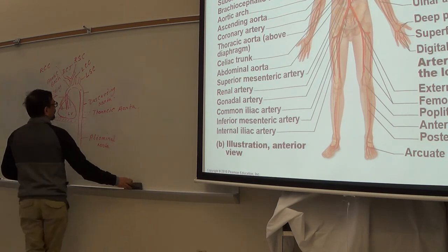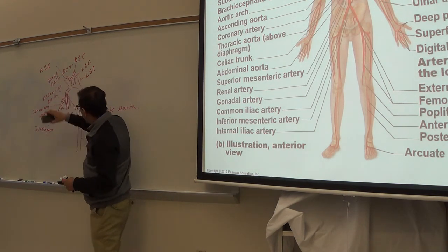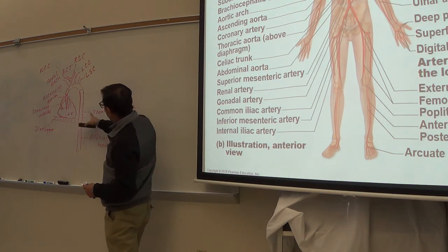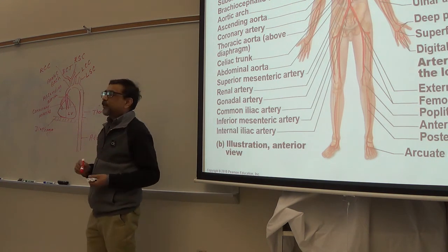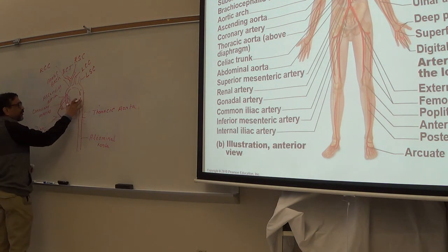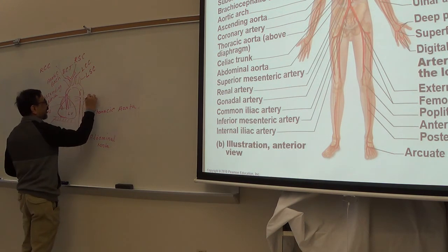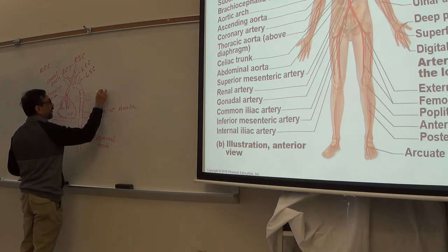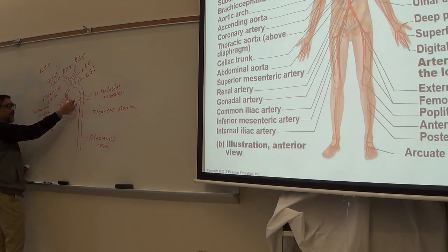Now, let's talk about, we'll go back here later. I'll ask you. So this is the thoracic aorta. From the thoracic aorta, we get a number of arteries. Those are called intercostal arteries. So these are the main branches of the thoracic aorta.